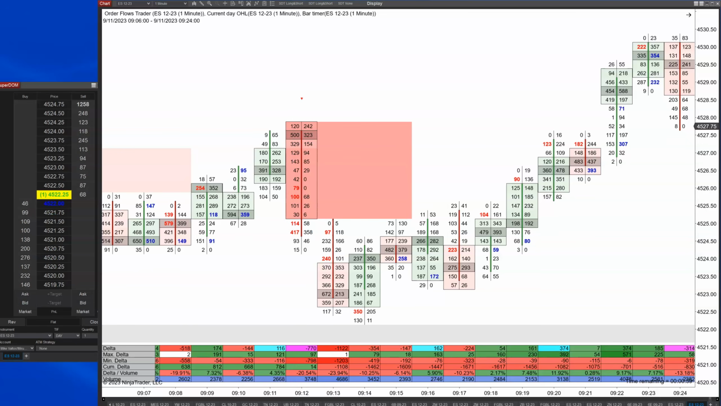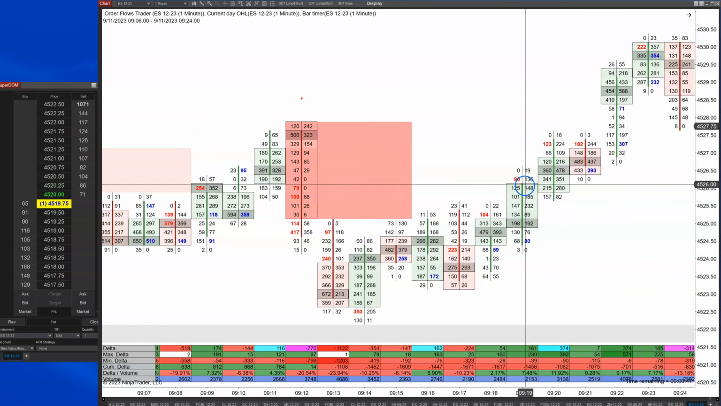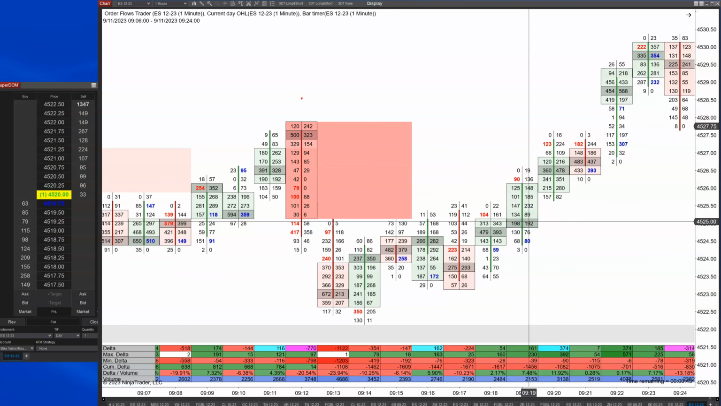So again, I hope that clears that up for you. Don't conflate aggressive sellers as buying. They're not. It's completely different. Aggressive sellers sell to passive buyers. But yes, the left ones is the bid side. The right one is the offer.